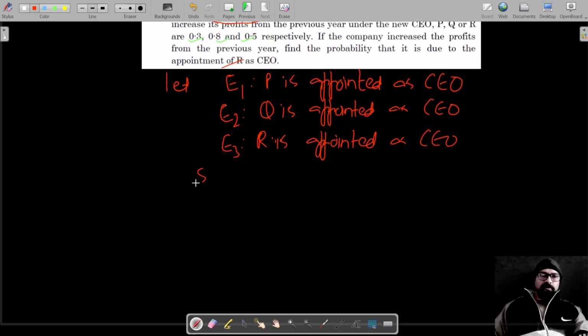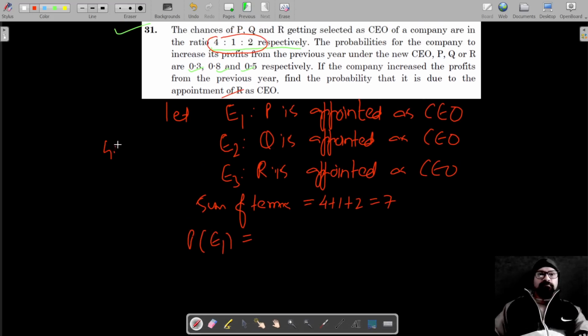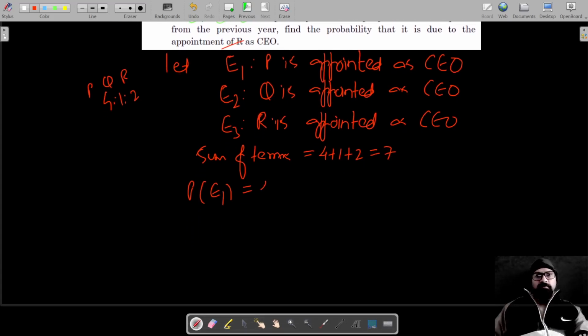Now, their chances are in the ratio 4 is to 1 is to 2. So the sum of these terms of the ratio is 4 plus 1 plus 2, which is equal to 7. So the probability of getting appointed as the CEO for P, Q, and R is in the ratio 4 is to 1 is to 2. So the probability of E1 is 4 by 7, the probability of E2 is 1 by 7, and the probability of E3 is 2 by 7.